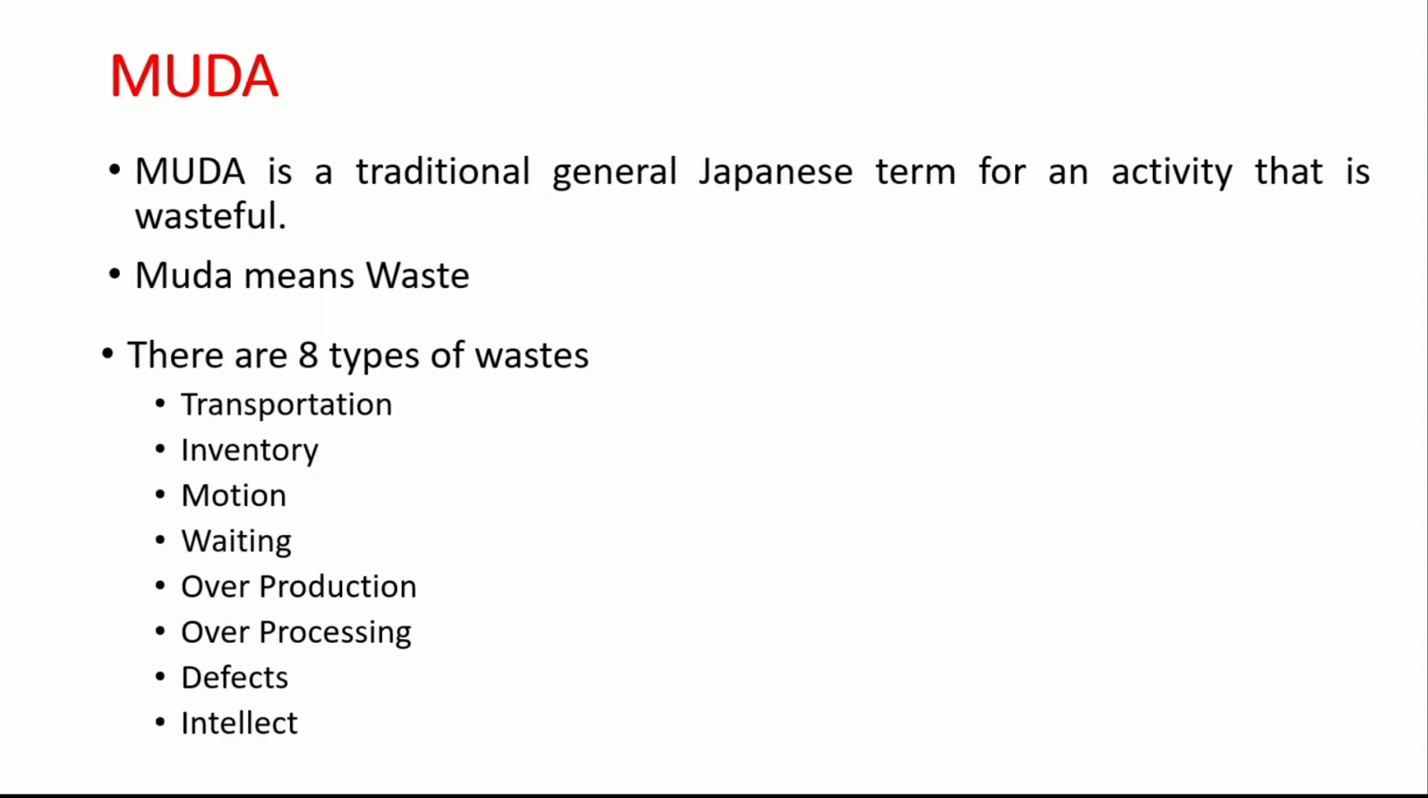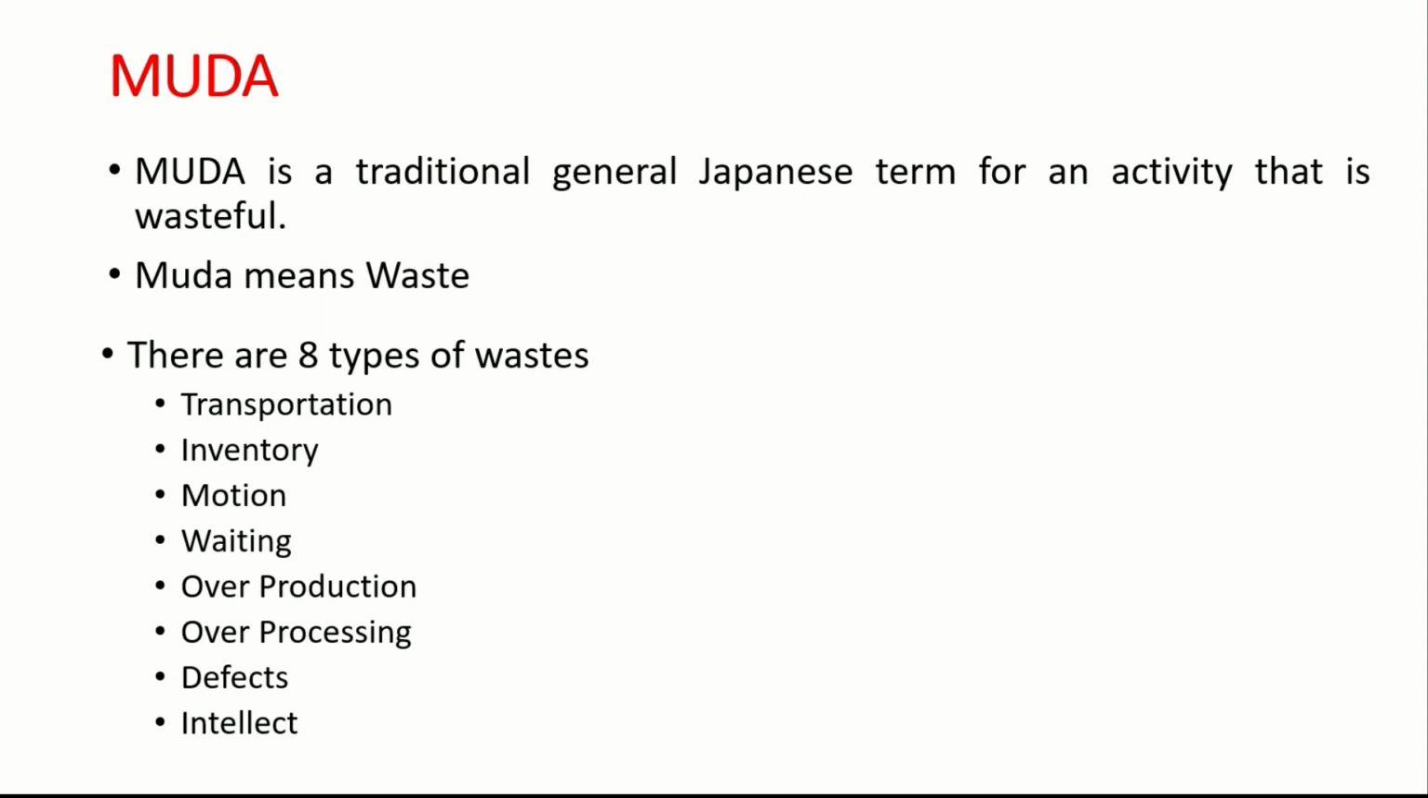Transportation is unnecessary movement of the products. Inventory waste is when you have excess inventory or you have no inventory to work with. Motion is unnecessary movement of human beings. Waiting is also a waste. Waiting for a product, waiting for a service is a waste of time. Overproduction: when we require only 100 and we produce 110, that is overproduction. Overproduction is the mother of all the waste.